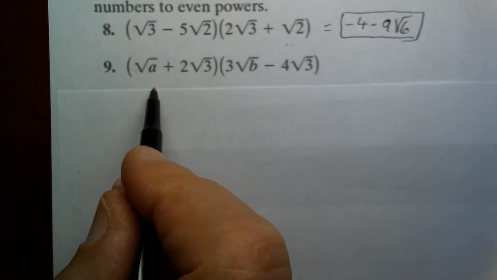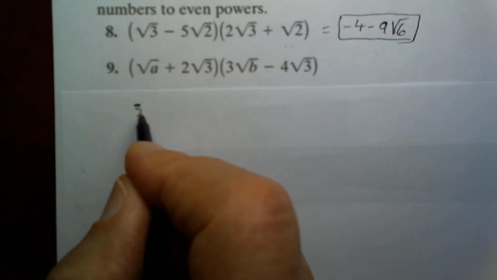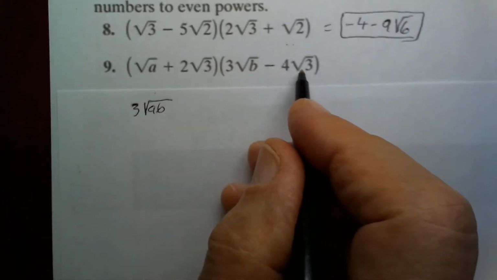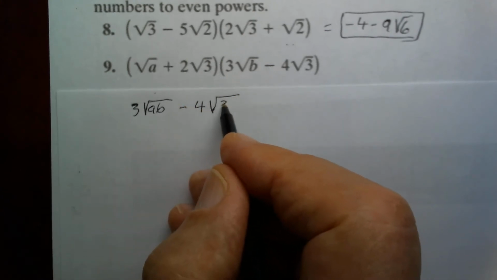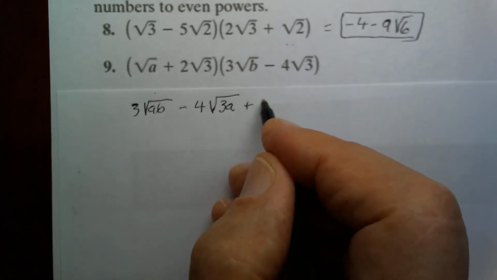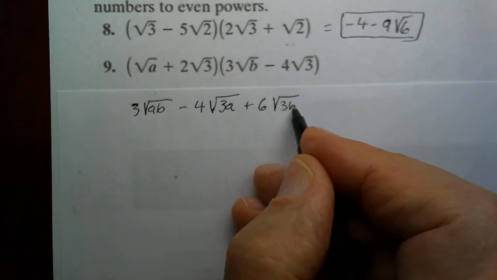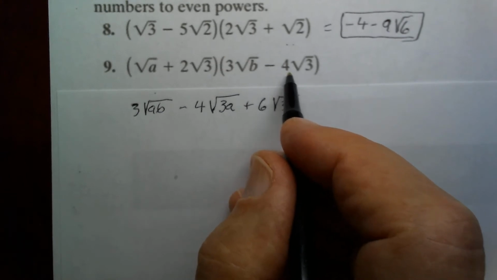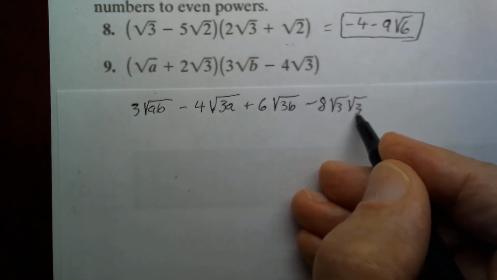So for number 9, we multiply square root of a times 3 times square root of b. So we get 3 times square root of ab. And then square root of a times minus 4 times square root of 3 would be minus 4 times square root of 3a. And then we have 2 times 3 is 6. 6 times square root of 3b. Square root of 3 times square root of b is 3b. And then we have square root of 2 times square root of 3, minus 8 times minus 4 times square root of 3. So it's minus 8 times square root of 3 times square root of 3.